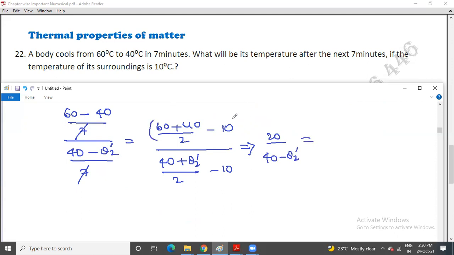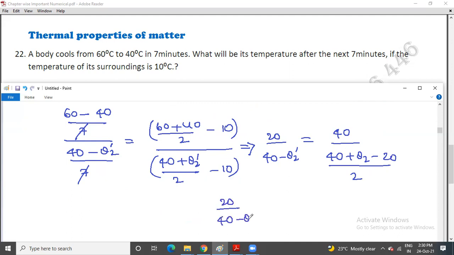This will be 100 by 2, so 50 minus 10, it will be 40, divided by. If you take LCM, you will get 2 here first. So 40 plus theta 2 dash minus 2 get multiplied with 10 when you take LCM. This is 20. So therefore, this 2 will go up. 20 by 40 minus theta 2 dash is equal to, it will be 80 divided by 40 minus 20 is 20 plus theta 2 dash.